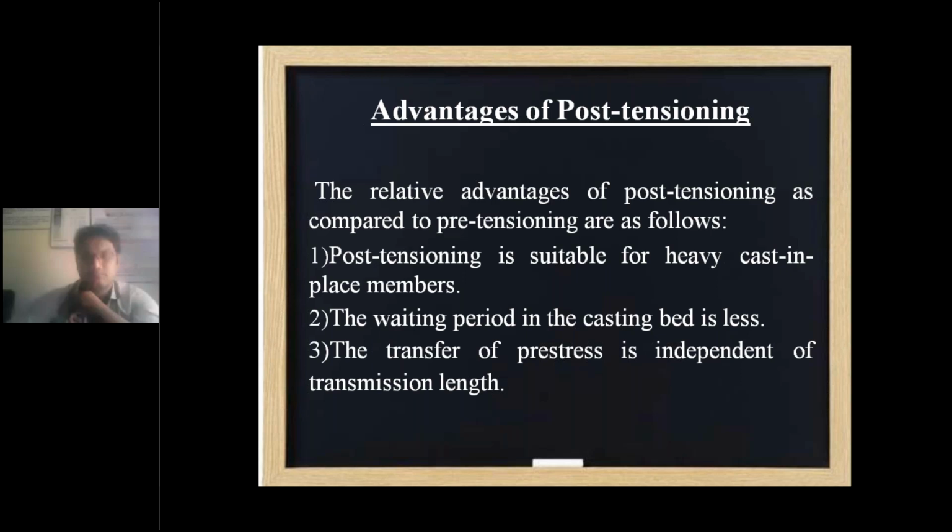They are casting at the same place, over the piers, pier caps. They want to cast the member there itself, and they do post tensioning. If you see even our L&T metro, all the viaduct segments, which are pre-tensioned segments, after launching, they will do post tensioning at the place itself. So post tensioning is suitable for heavy cast in situ members, which is specially used for box girders and heavy box girders.